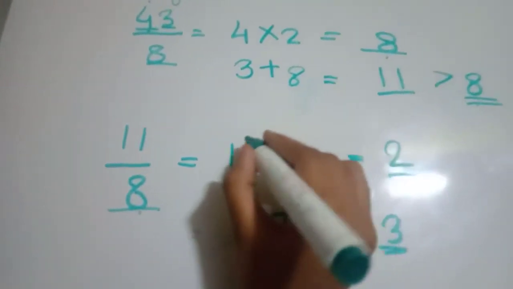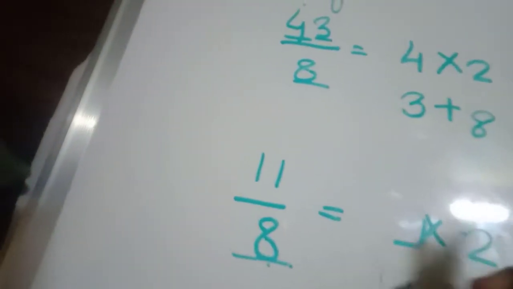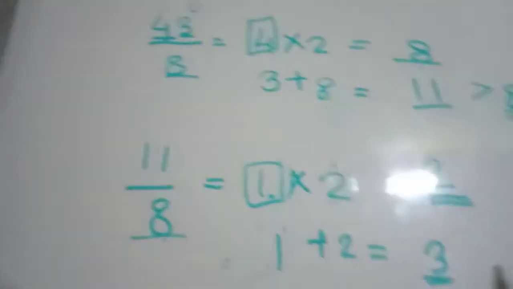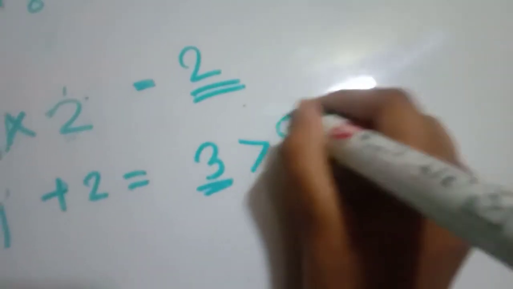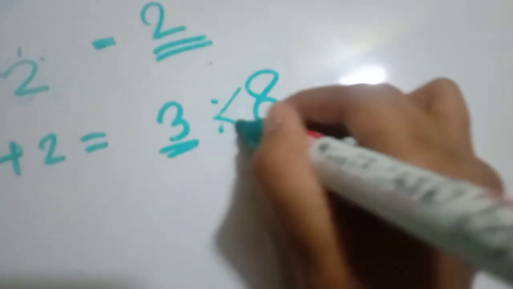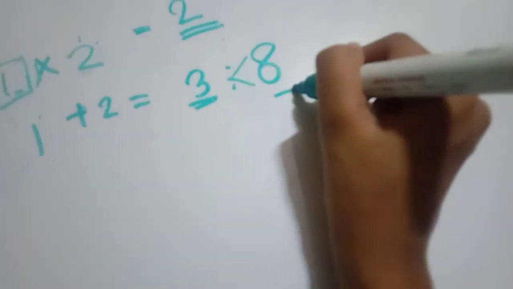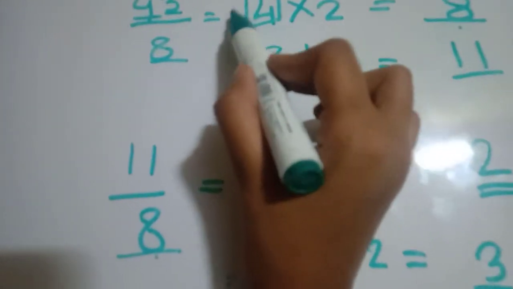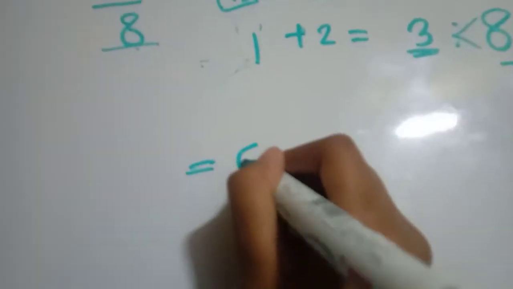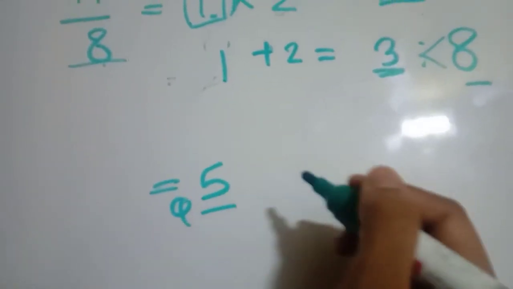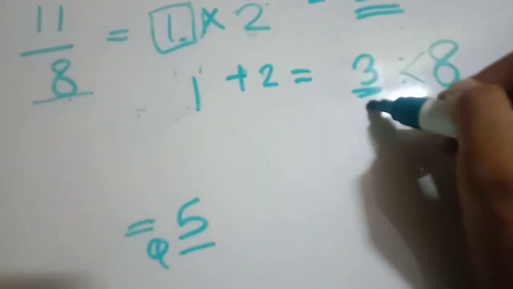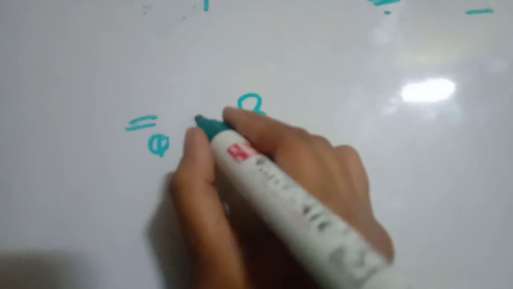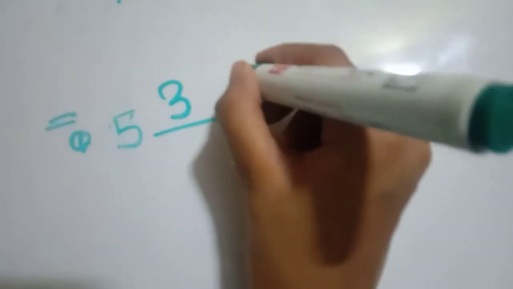So after that, this is a 1. We will make a box, and this is a 4. Now our 3 is smaller than 8, and 8 is the bigger one, so it's correct. Now what to do? This box and this box: this is 4, and 4 plus 1 is 5. So we will write 5. 5 is the quotient. And this 3 is the remainder.